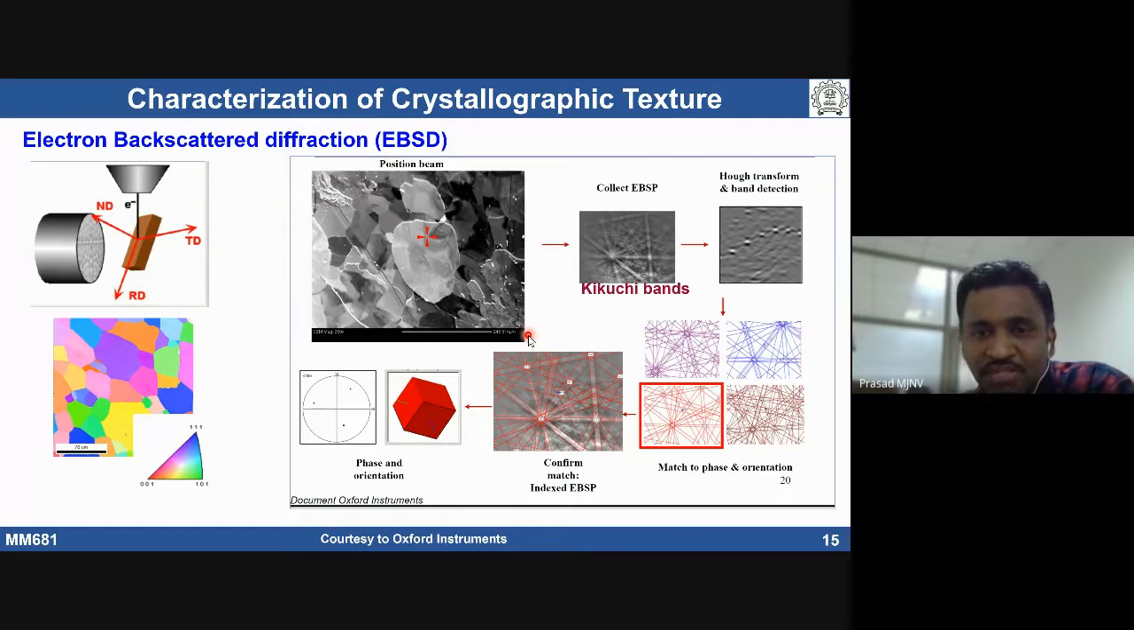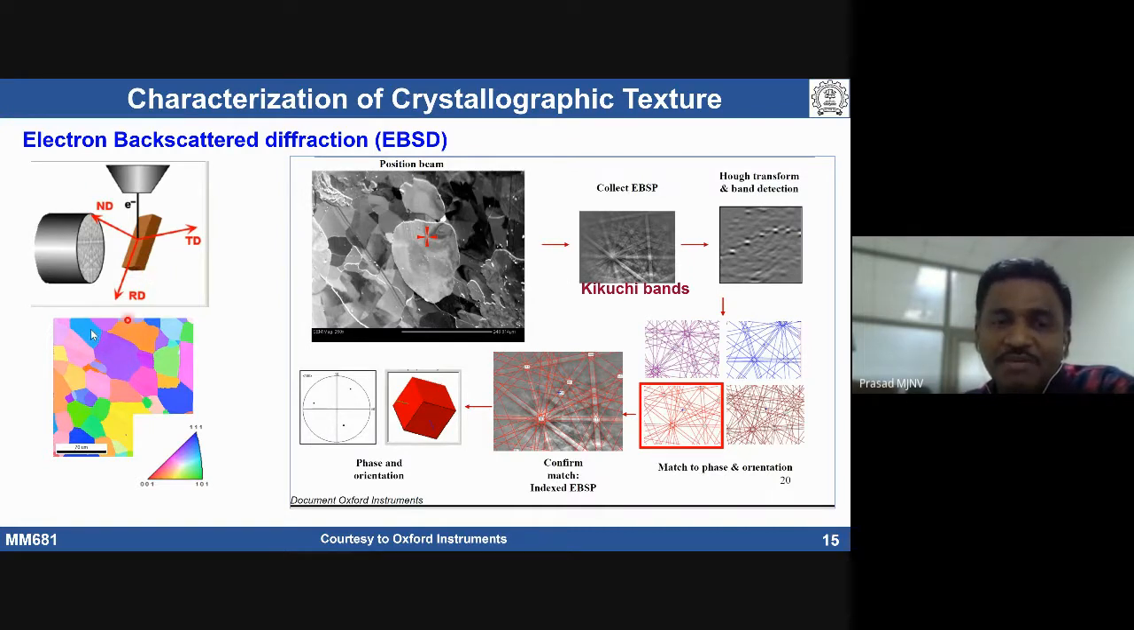I'm just giving some important things. How do you collect? We send a beam onto a specimen, placed at an angle, and you have a detector to collect these Kikuchi bands. These are actually scattering phenomena; you might know about inelastic and elastic scattering. The scattering is used to get these Kikuchi bands, which are matched with standard information available in the software. Whichever phase matches, we identify it and give the orientation with respect to the specimen orientation.